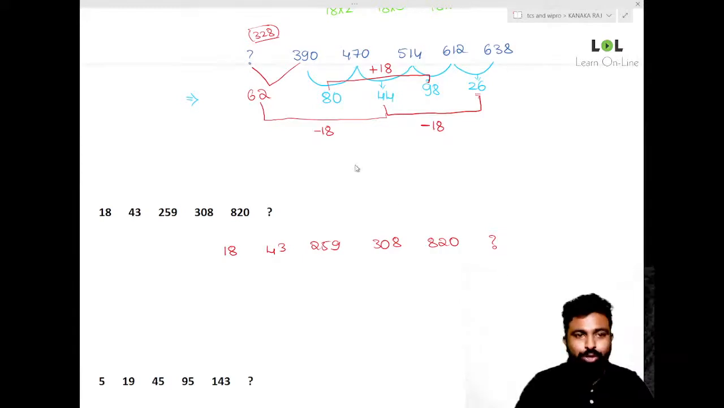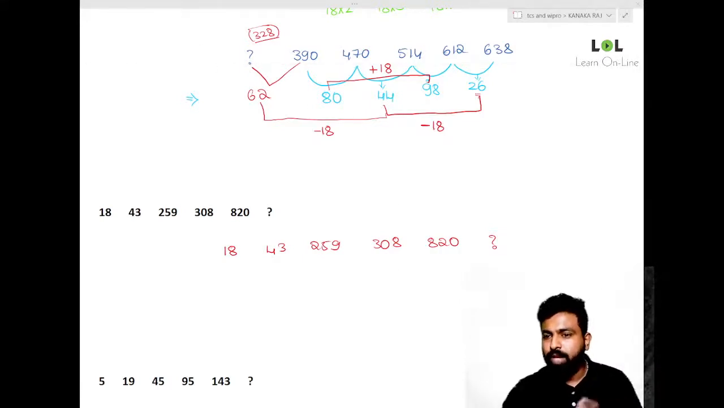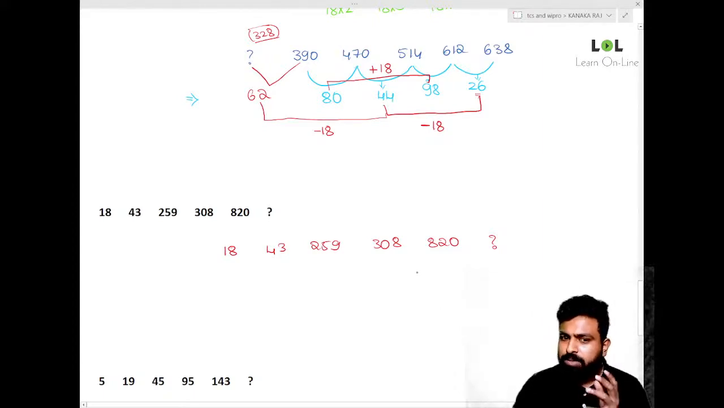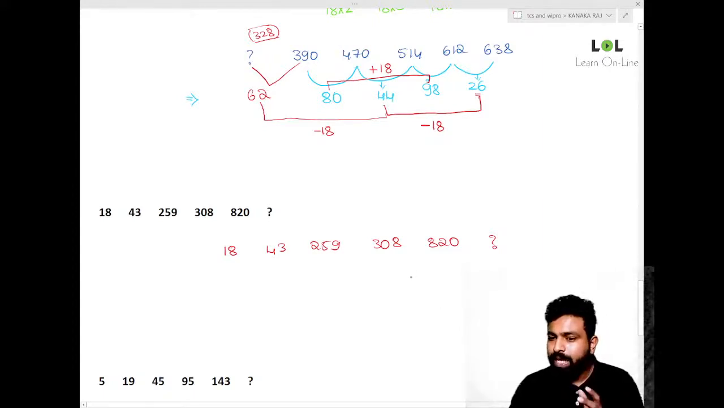Yes, squares and cubes. As soon as the student observes this, what do students think first? It is a multiplication series. The first thing that comes to the mind of a student is that it is a multiplication series. But then, is it a multiplication series here? If you observe carefully, what happens in a multiplication series? The numbers increase drastically. But what is happening here?